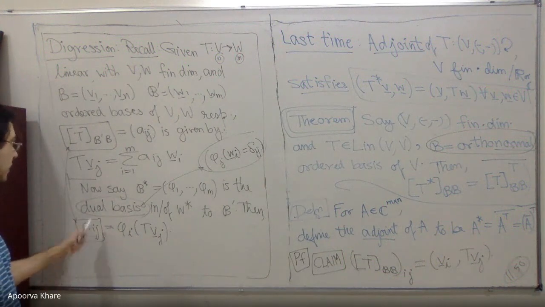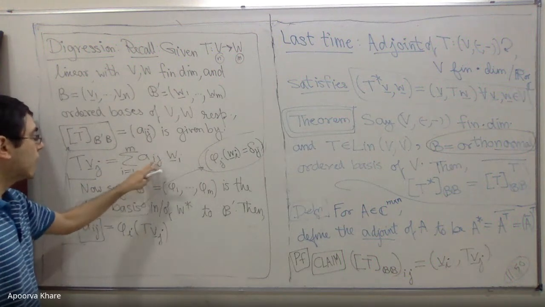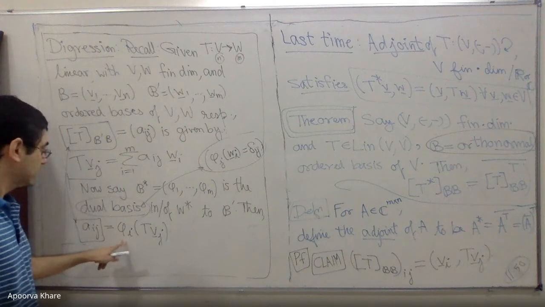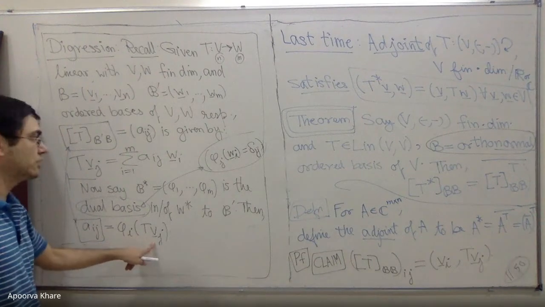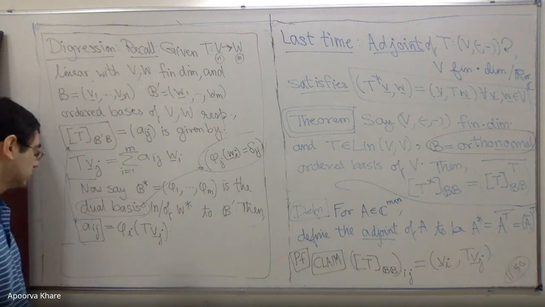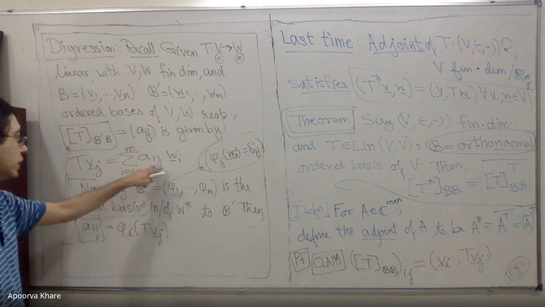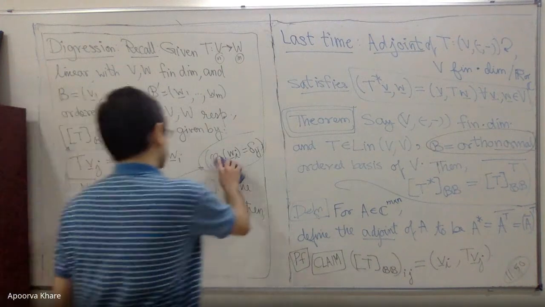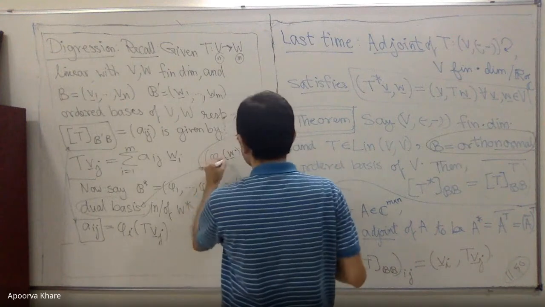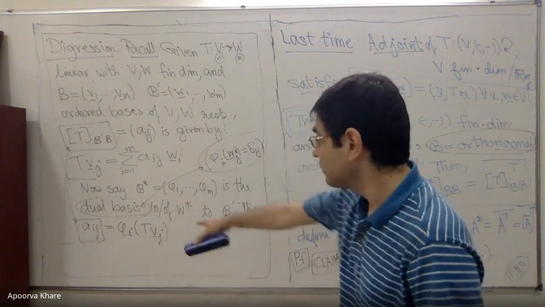Then a_ij. So what happens? I look at this vector here. I just want to isolate the ith coefficient, so I just apply phi_i. Then I get a_ij is phi_i of T v_j. That's what it is. Right? So that's all I do. Actually, maybe I should just keep it as phi_i of w_j. It really doesn't matter if I use i and j here or j and i here. Okay. So that's what I'm doing here.